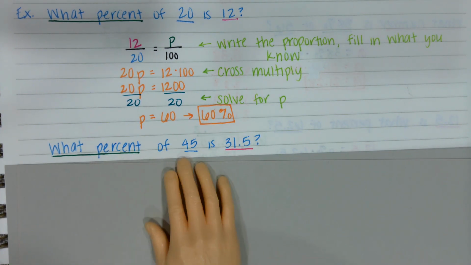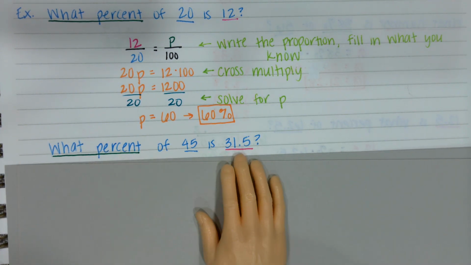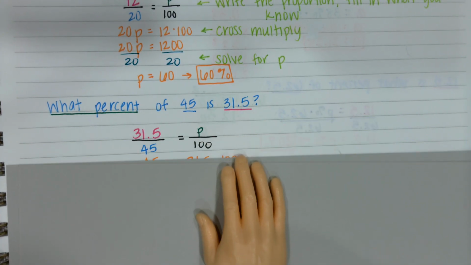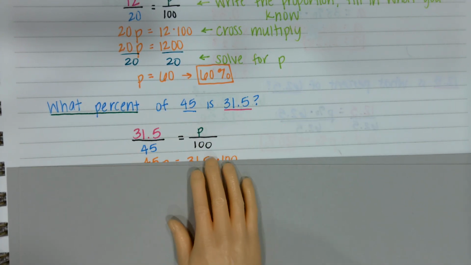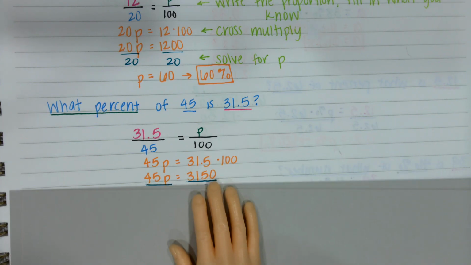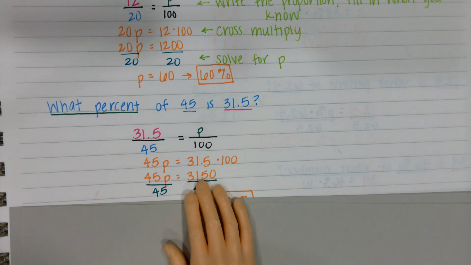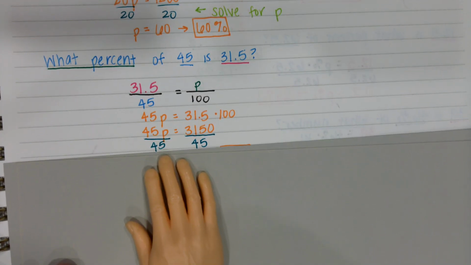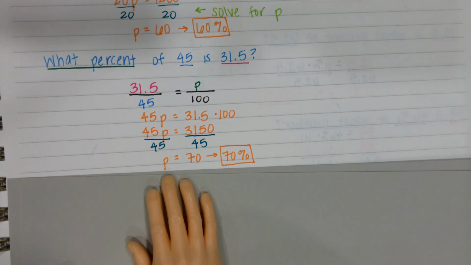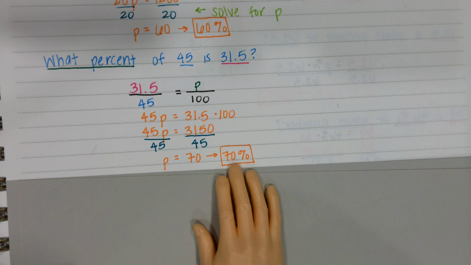If we have what percent of 45 is 31.5, then we would have 31.5 over 45 equals P over 100. Cross multiply, and you get 45P equals 3150. To get P by itself, divide each side by 45, and P equals 70%.